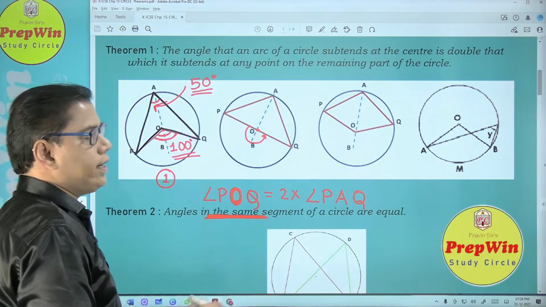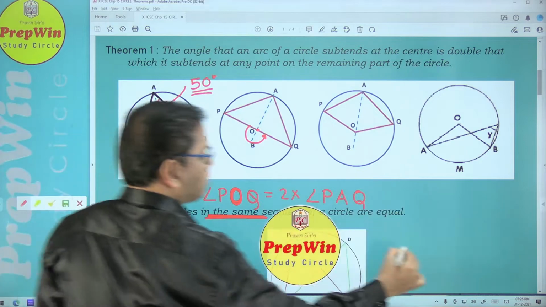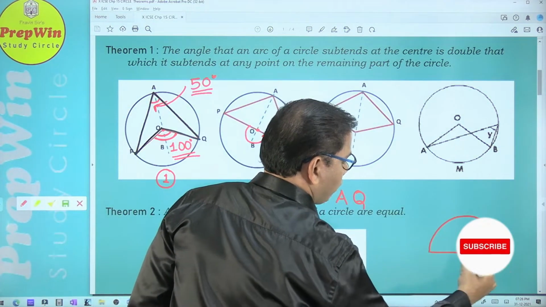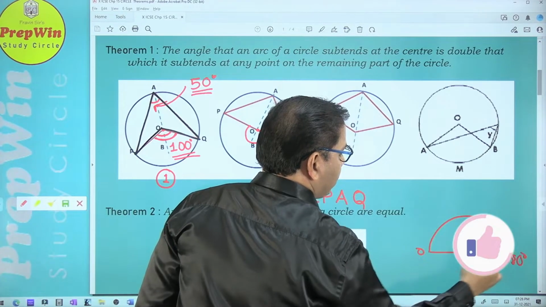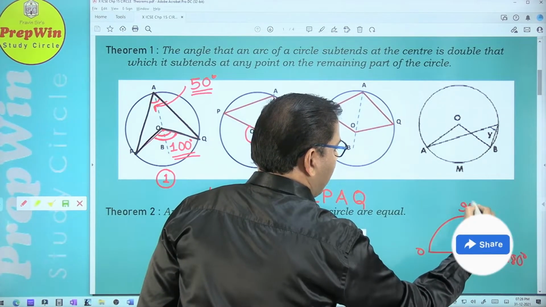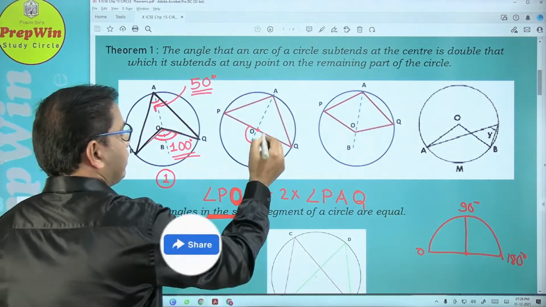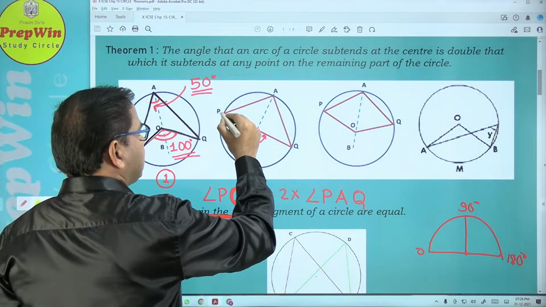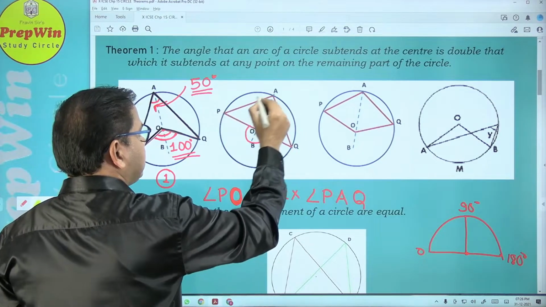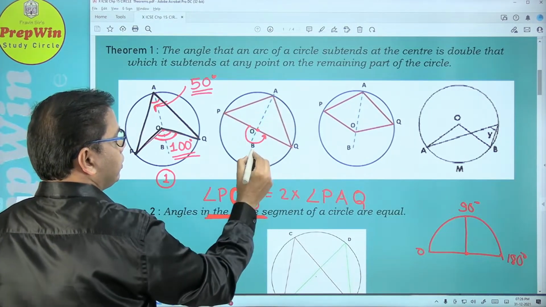180 degree. We know we use a protractor. It starts with 0 and ends with 180, and exactly at the center we have 90 degrees. So this is 180 degree. But still this theorem is applicable. Can you tell me what is the measure of the angle PAQ?